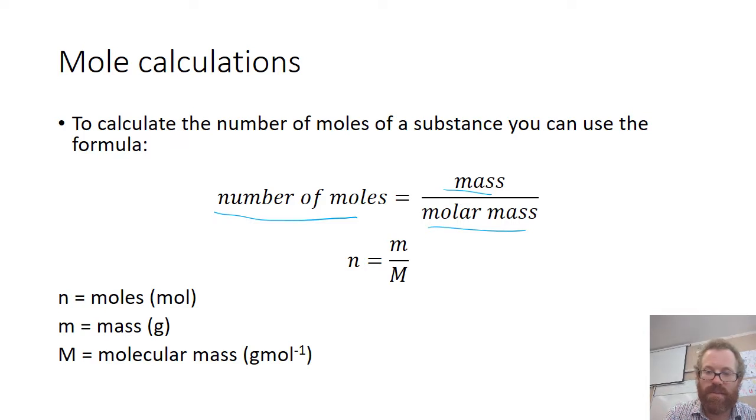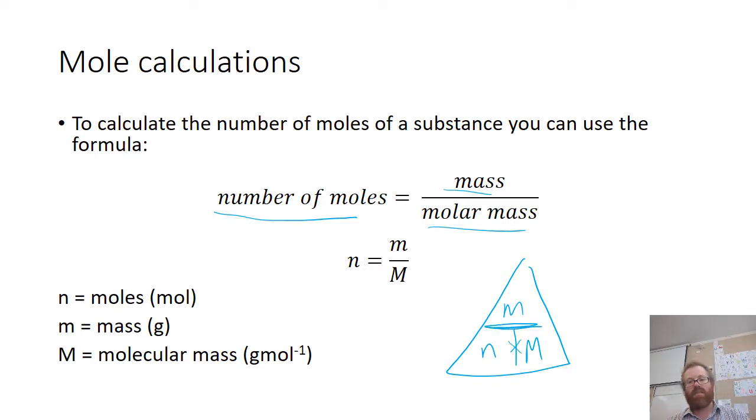Some people prefer it to be written in some sort of triangle form where this middle bit there is divided by, and this is times. So again, just to remind ourselves that n is number of moles with units mol, little m is mass with units of grams, and big M is molecular mass in grams per mole.